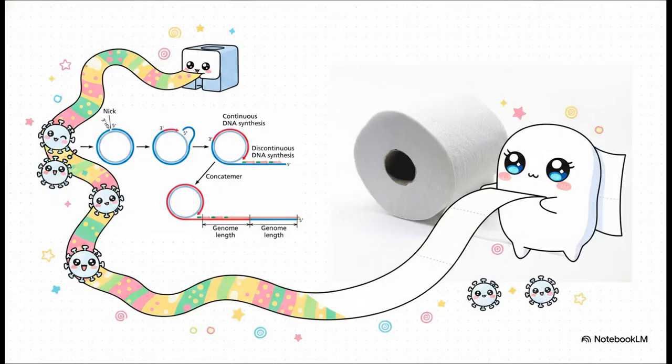I absolutely love this comparison because it brilliantly illustrates the idea. Think of a concatemer like pulling continuous sheets from a toilet paper roll. The DNA synthesis just rolls out one long continuous strand, and the viral packaging motor keeps pulling it in, snapping off exactly what's needed for one single virus and then moving right on to the next one. It is just so beautifully efficient.